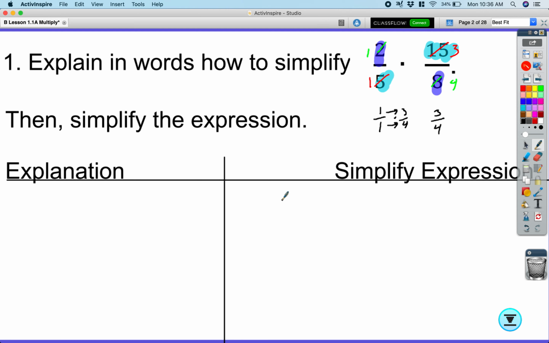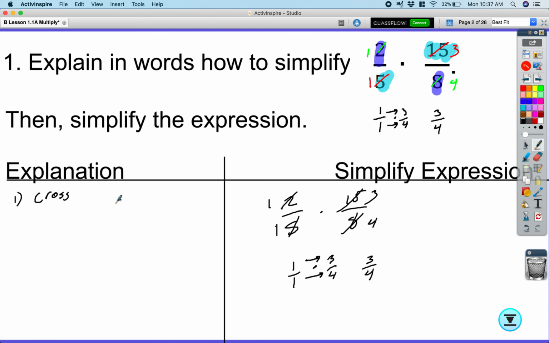And this actually should have been written down here, so I'll make sure we're all on the same page. One more time, I reduced these by 2 to get 1/4. I reduced these by 5 to get 3 over 1. I have two new fractions of 1 over 1 times 3 over 4. And when you multiply fractions, you just multiply straight across to get 3/4. So my rules here of what I did is cross simplify, cross reduce.